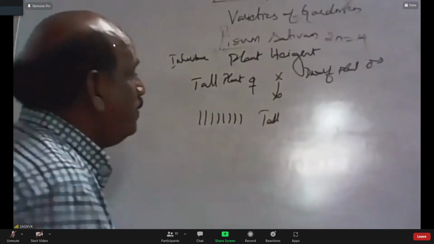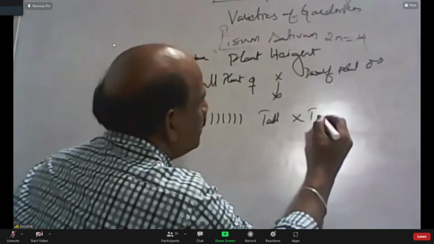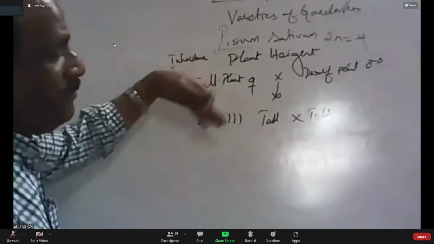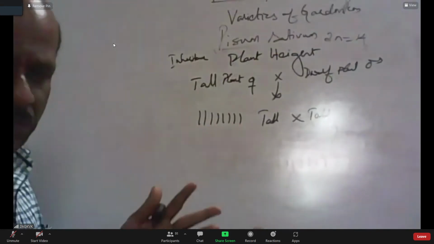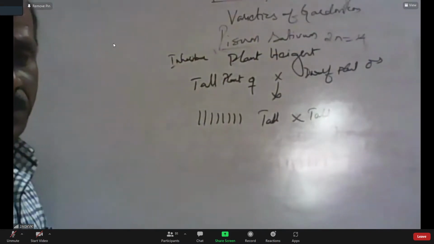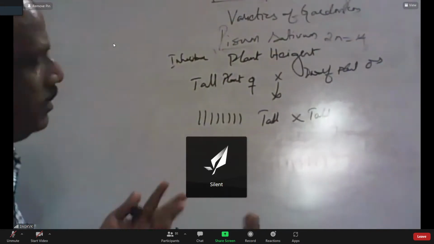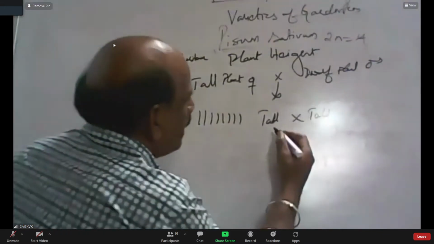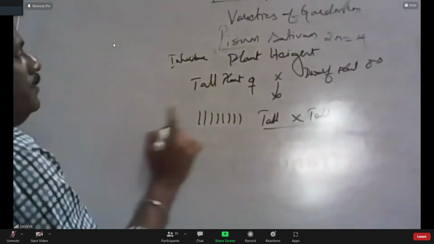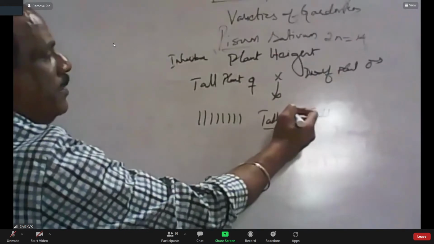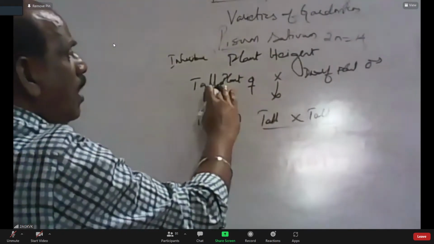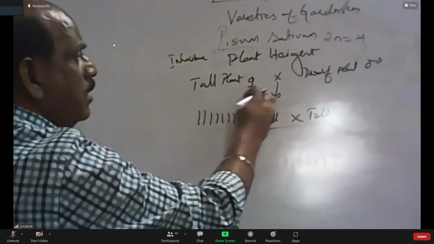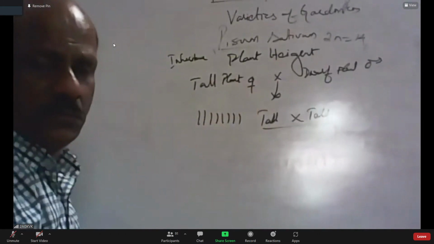Now they are intercrossed. See, the F1 is tall. You don't have only one seed, you have a number of seeds. All of them are tall. That is why I told you the F1 is always tall, irrespective of whether you use tall as female or dwarf as female.